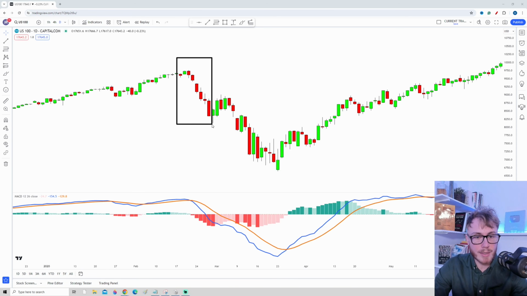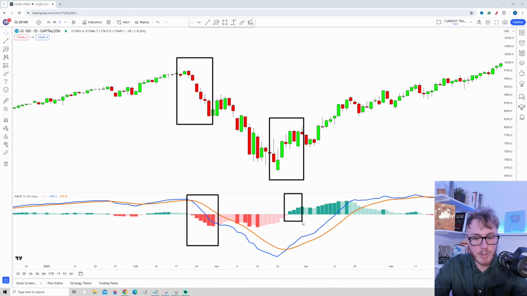You can, for example, see that when the COVID crash started here, the MACD saw strong bearish momentum, and when the price started to reverse here, we saw strong bullish momentum. But this right here is a way too simplistic way to use the MACD. And unfortunately, I think the MACD indicator needs a whole video on its own because it's a very useful indicator, and I could probably spend 30 minutes or an hour just talking about the MACD.